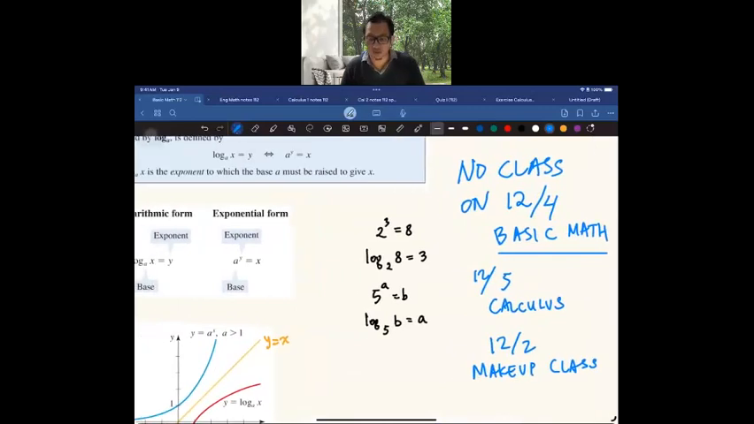For next week, no class for basic math and calculus, and we might have a makeup class for both basic math and calculus, or maybe just basic math. It depends on our progress this week. So I will announce later if we confirm to have a makeup class this Saturday. If not, then maybe next Saturday.